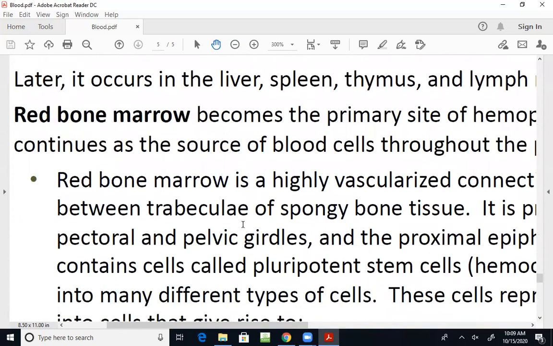Is there anything after red bone marrow to talk about? Or write down, I mean? Okay.